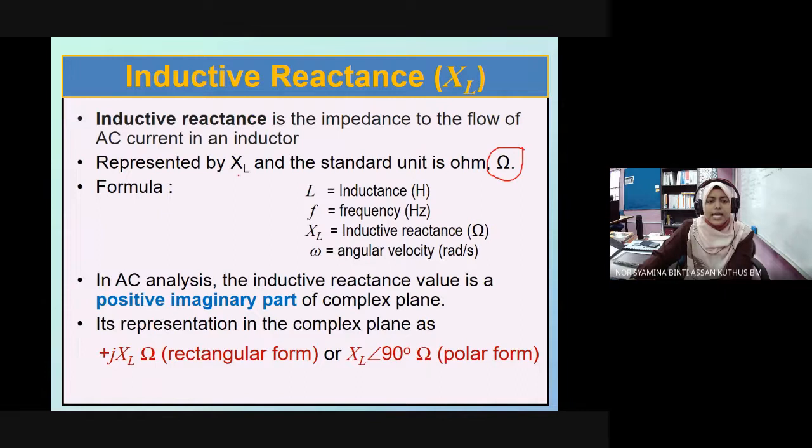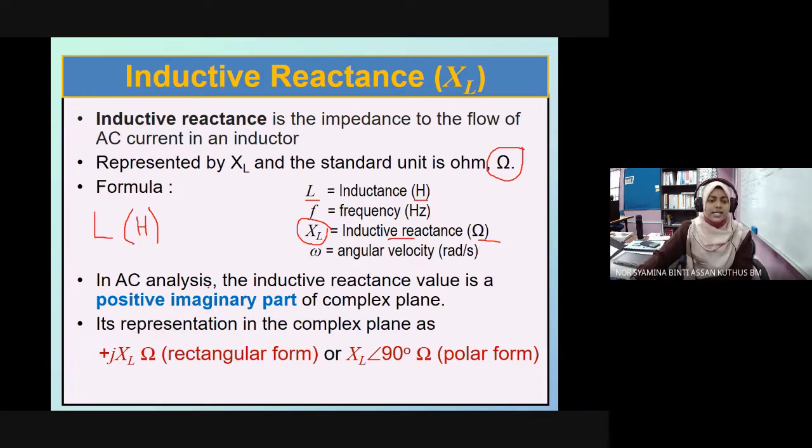Remember, L is the inductor. What is the unit of L, the inductor? Henry, H. Inductance. It is already given here: L is inductance. Inductive reactance, the impedance to that flow, is XL. XL is in ohms. So how do we find XL?